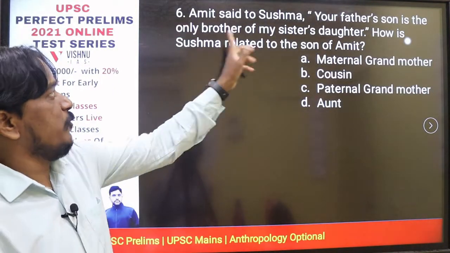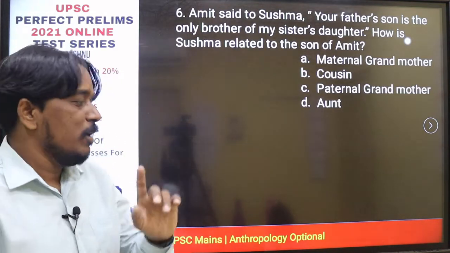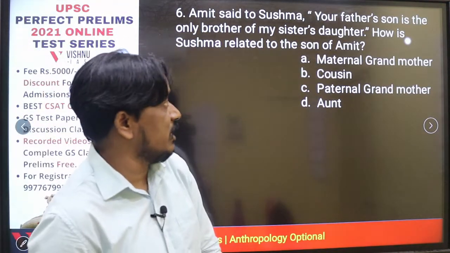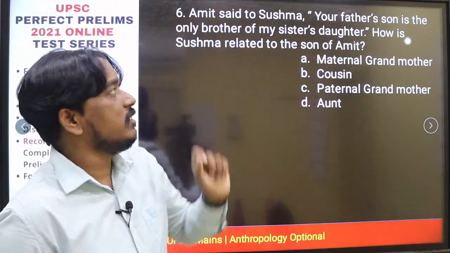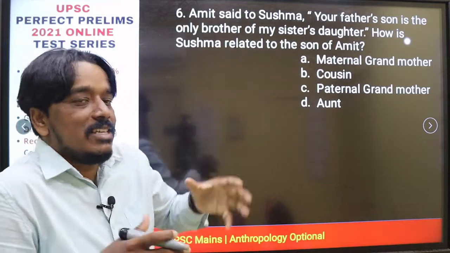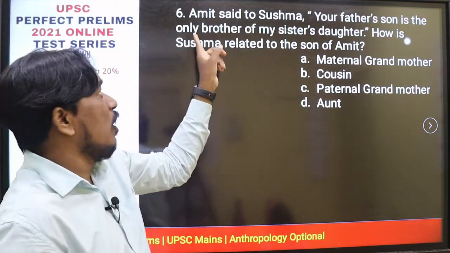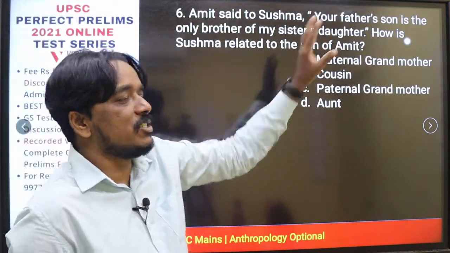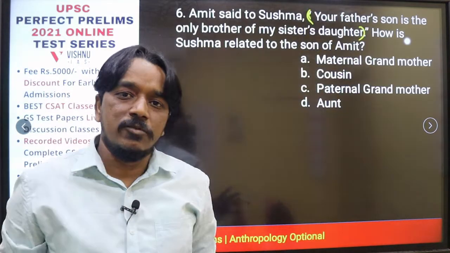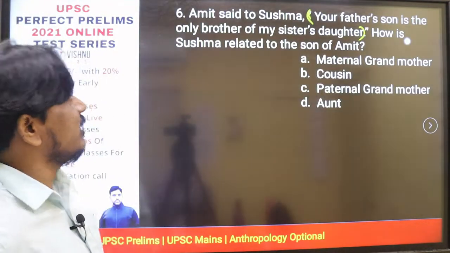If you read this data in a very simple manner, we can answer this type of question very easily. But what is the difference compared to the last class's model questions? Let's see. Amit said to Sushma, "Your father's son is the only brother of my sister's daughter." You just have to understand this data from here to here, then you can answer. It is a very simple single-line question, but you have to answer it very carefully.